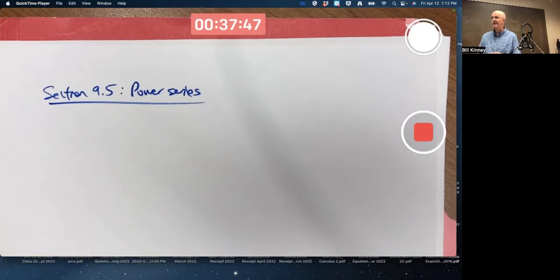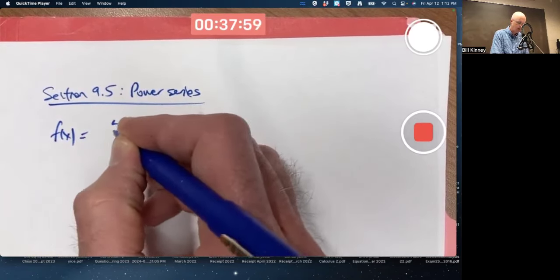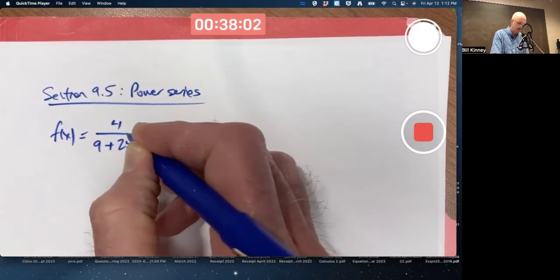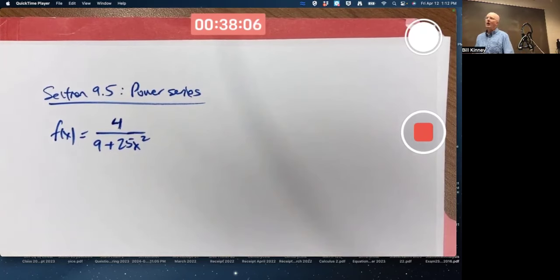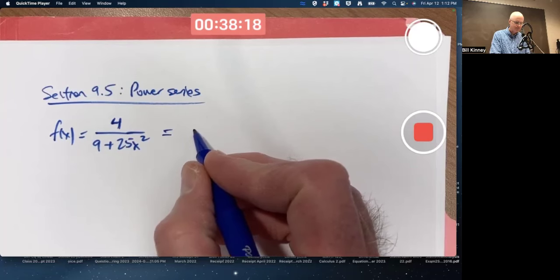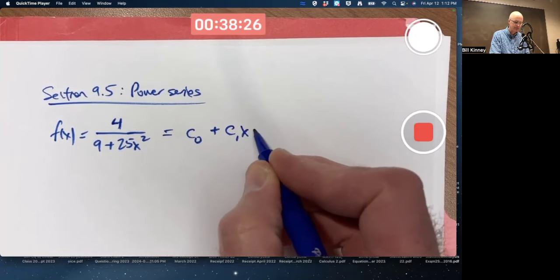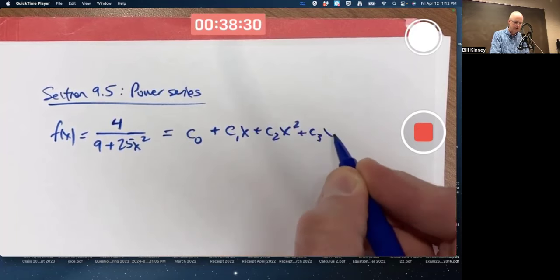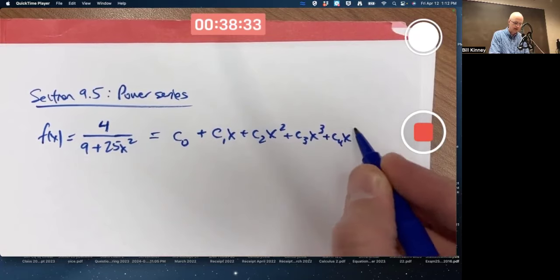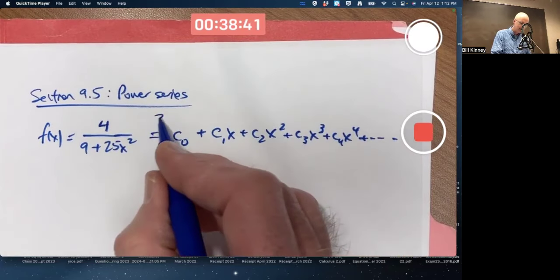So this is a little preview of chapter 10, but its purpose is to illustrate ideas at the end of chapter 9. I'm going to consider the function f of x equals 4 over 9 plus 25x squared. And I'm wondering, can I write this as an infinite sum? A power series, most typically written as, say, c sub 0, which is a constant, plus c1 times x plus c2 times x squared plus c3 times x cubed, etc. These c's are coefficients of powers of x. Can I do this? I'll put a question mark there.